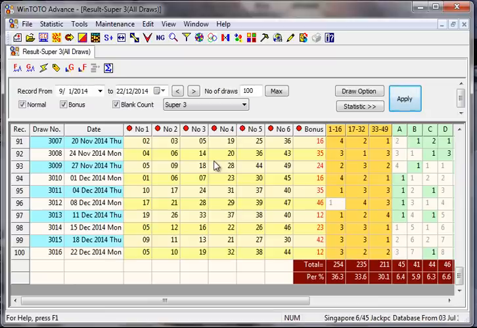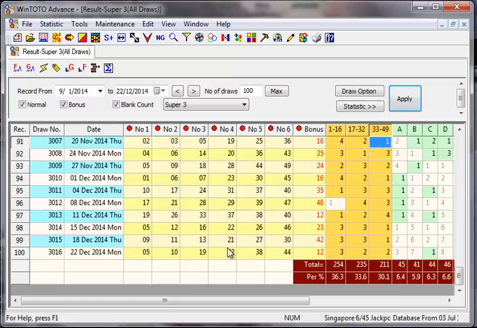So this is exactly what we are doing. We categorize them into 3 categories. The small numbers, from 1 to 16. We have the medium numbers, from 17 to 32. And we have the big numbers, from 33 to 49. Remember, they are all 3 categories: small, medium, and big.